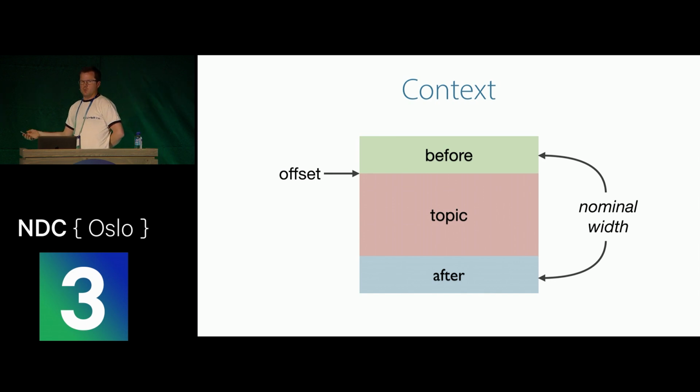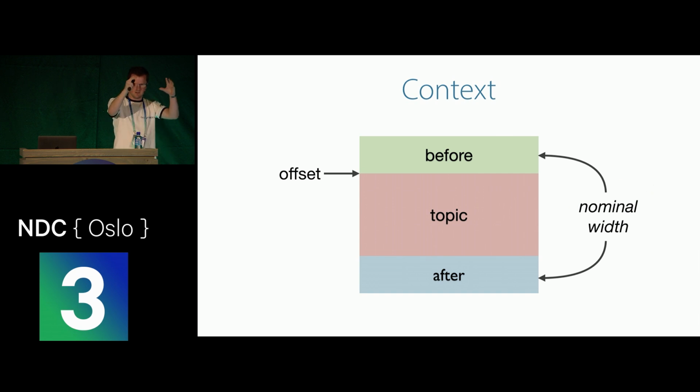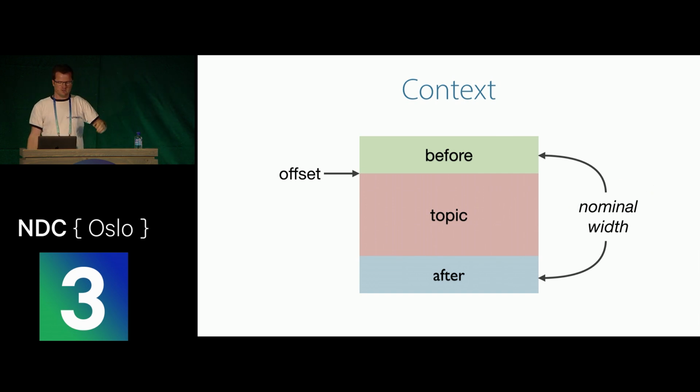There's some nominal width to this beginning, and I almost reached down to point at the screen. That wouldn't help you very much. There's some nominal width to before and after here. So it could be that the topic is right at the front of my file, and I can't have all of the before that I want, but I remember how big I expect it to be, so that if the anchor moves, I can actually get the correct amount. So we have to store all that information for each anchor.